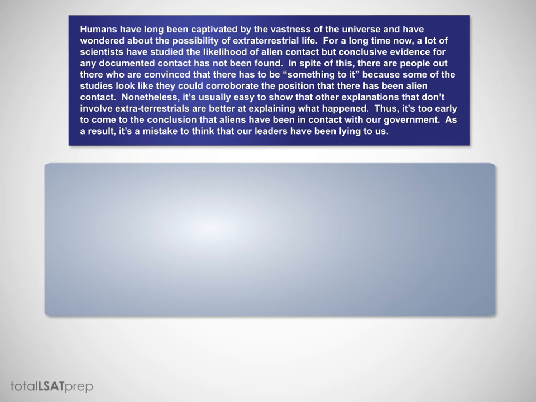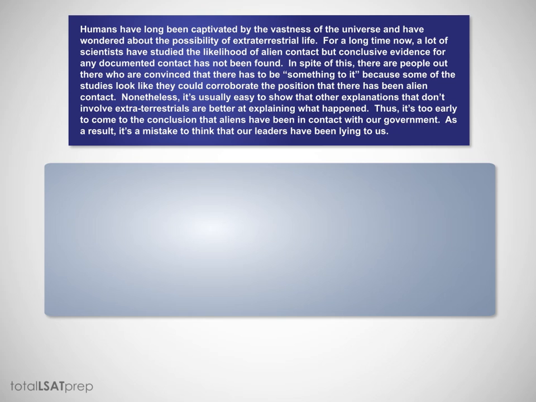Humans have long been captivated by the vastness of the universe and have wondered about the possibility of extraterrestrial life. For a long time now, a lot of scientists have studied the likelihood of alien contact, but conclusive evidence for any documented contact has not been found. In spite of this, there are people out there who are convinced that there has to be something to it, because some of the studies look like they could corroborate the position that there has been alien contact. Nonetheless, it's usually easy to show that other explanations that don't involve extraterrestrials are better at explaining what happened. Thus, it's too early to come to the conclusion that aliens have been in contact with our government. As a result, it's a mistake to think that our leaders have been lying to us.